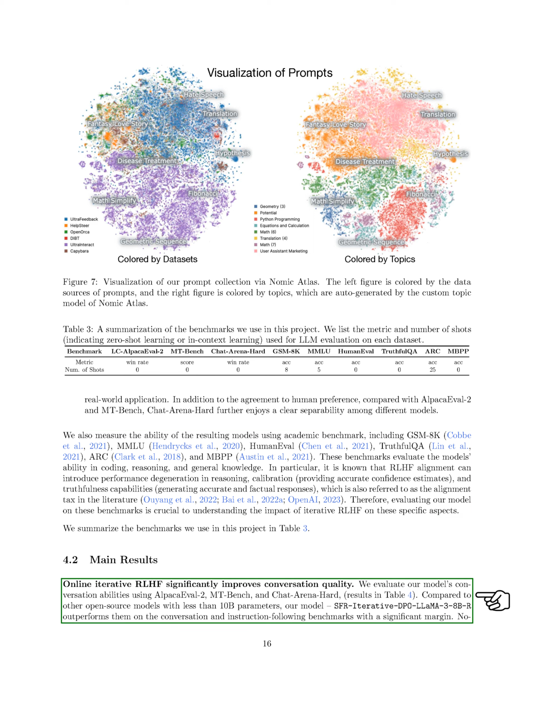Our results show that online iterative RLHF significantly enhances conversation quality. Our model, SFR-Iterative-DPO-Llama-3-8B-R, outperforms other models with less than 10B parameters on conversation and instruction following benchmarks.